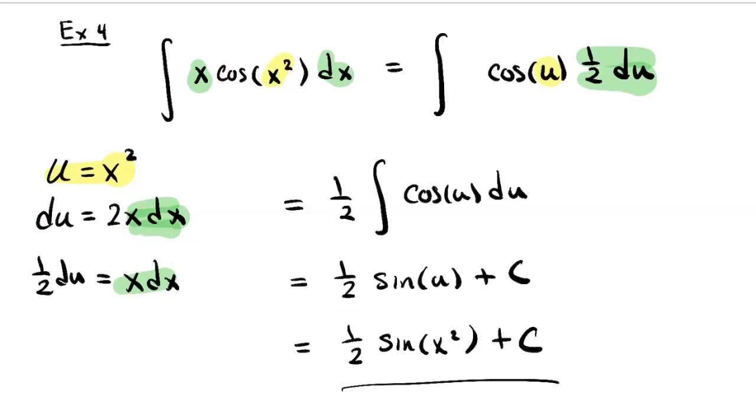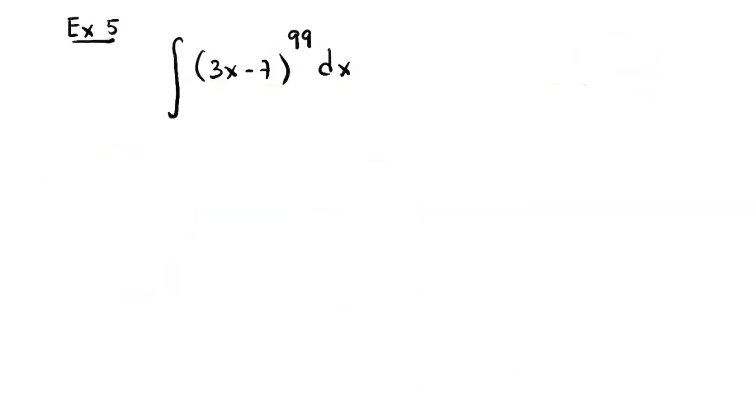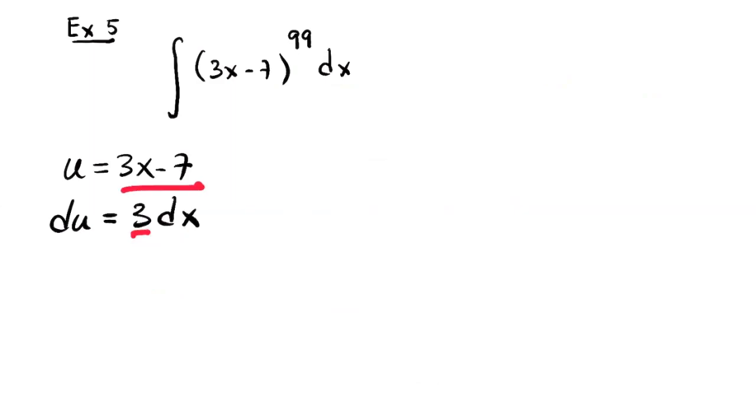Cool. Let's try another one. Lots of examples in this lecture. Stop the video and go ahead without me if you can. Here, I'm going to let u equal 3x minus 7. Du in this case is 3 dx. I'm just computing the normal derivative. 3 is the derivative of 3x minus 7, and then I'm writing it in differential form.